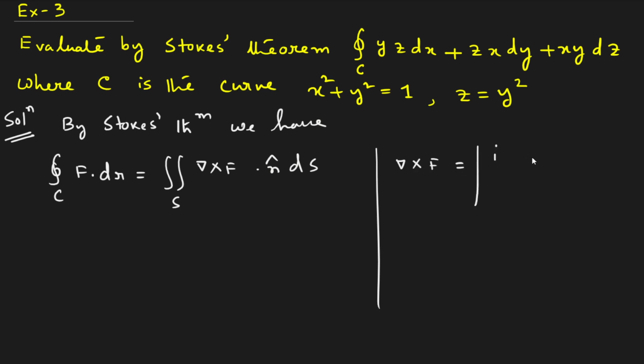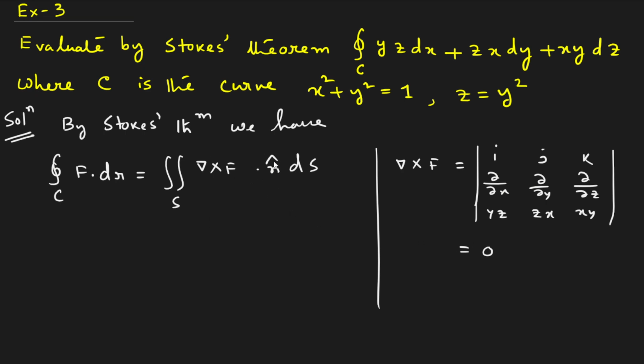So same, i j k, del del x, del del y, then del del z, and here what to write? We have to write what is the function here? yz, and the function is zx and then xy. So just expand it. Okay, i cap into, del del y of this and del del x of this. So you calculate it. After calculation, you'll get 0. So since this term is 0, no need to find all the other terms.